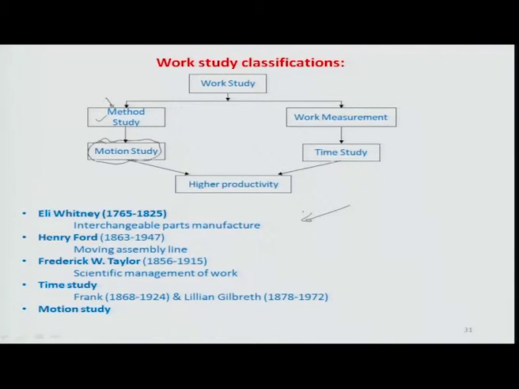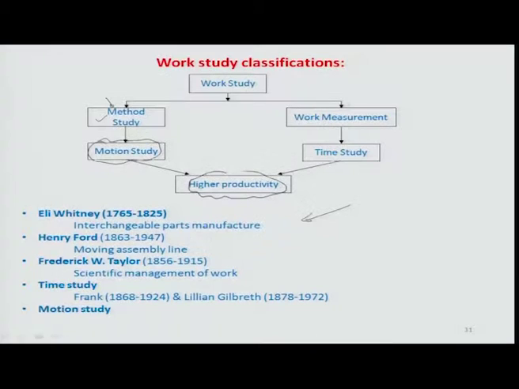Okay. And so, with all these classifications, we could try to do motion study, and the goal obviously is higher productivity. Similarly, work measurement can be done through time study techniques. Typically, the best technique that is used is filming of a certain task or a certain process, and this should not be done with the knowledge of the worker. So, he will not do his best performance.